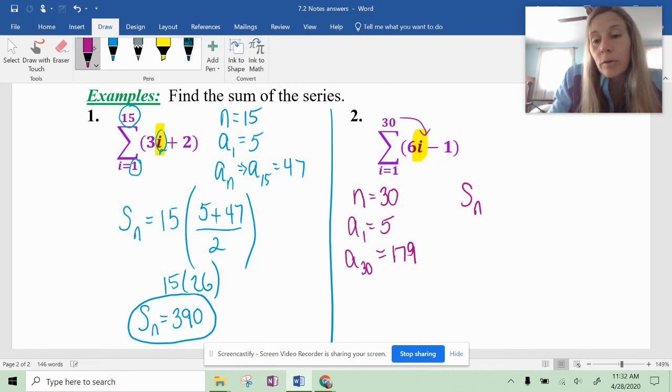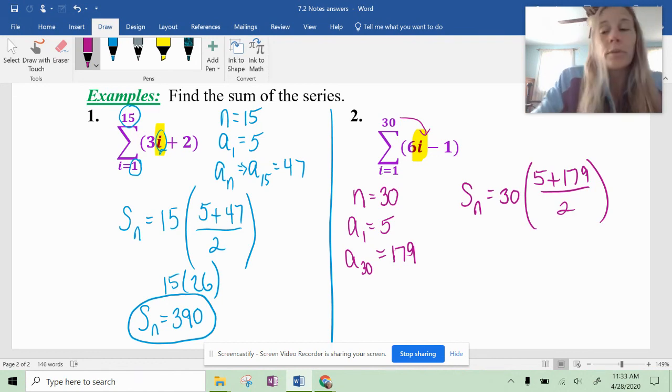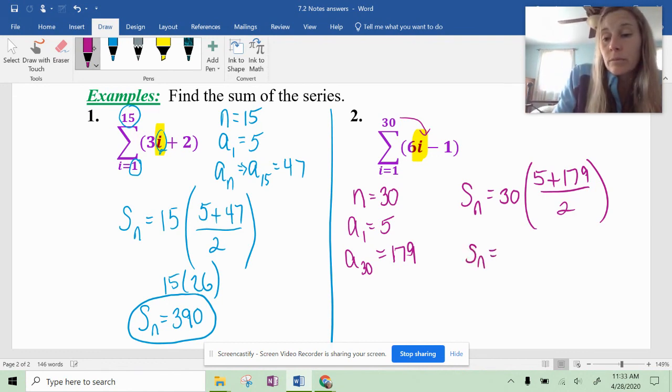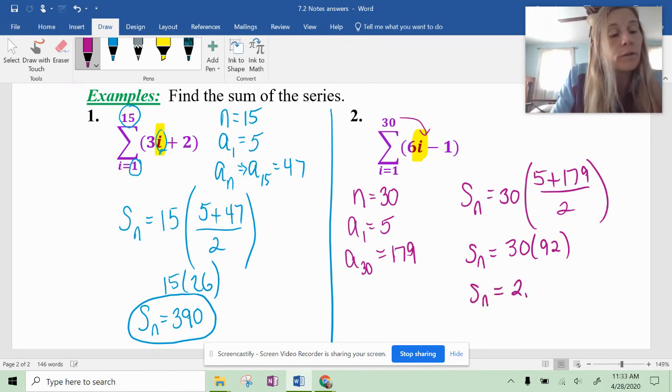And then we can put them in the formula. So we have the 30, and then we're going to average together the 5 and the 179. So we add those up and divide by 2, and we end up with 92. And then 30 times 92 would give us a sum of 2,760.